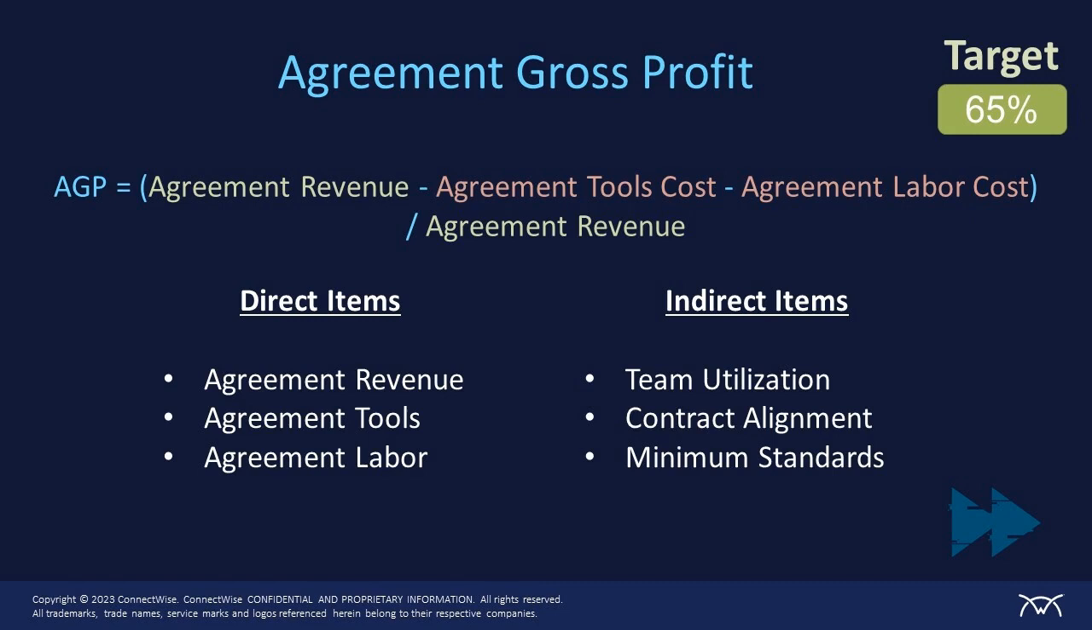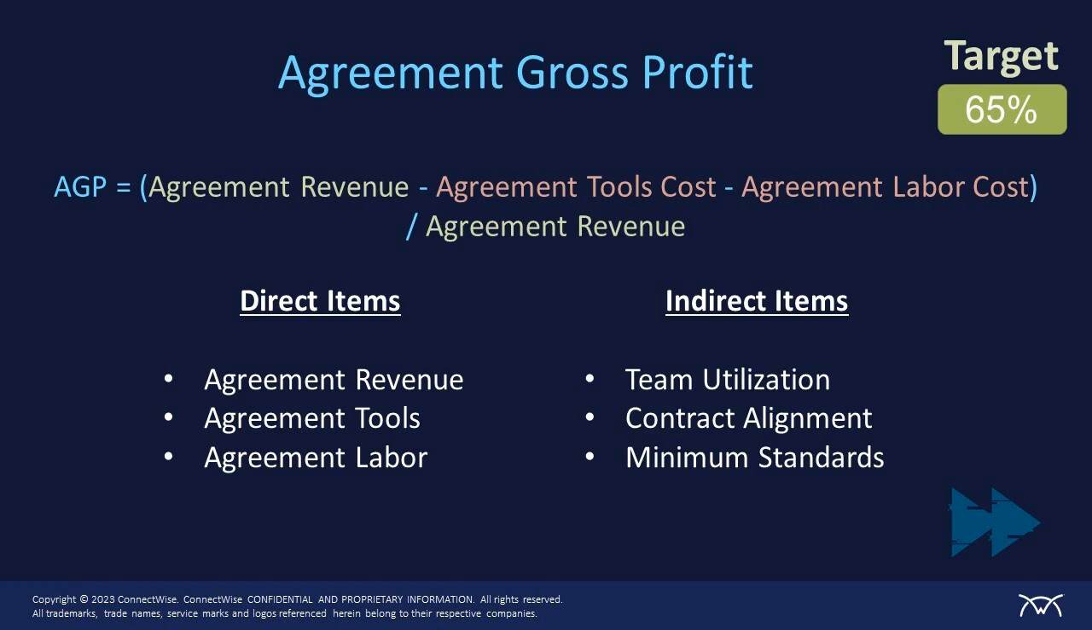So for every $1,000 in managed service agreements, or any type of agreements, we want to get roughly $650 in gross profit. Now, our direct items, again, are going to be the ones in the calculations: our agreement revenue, our agreement tools, and our agreement labor. The indirect items that can significantly impact agreement gross profit are team utilization, contract alignment, and minimum standards.